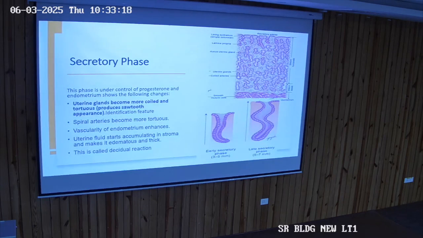The vascularity of endometrium is increasing because the spiral arteries are increasing in number. So vascularity increases to provide the nutrition for the preparation of the endometrium. Then the uterine fluids also start accumulating in the stroma and make it edematous and thick. Now this reaction is called decidual reaction.